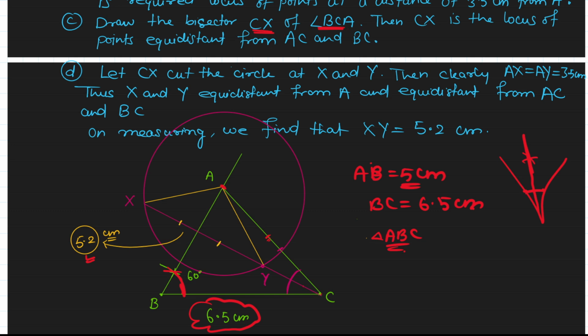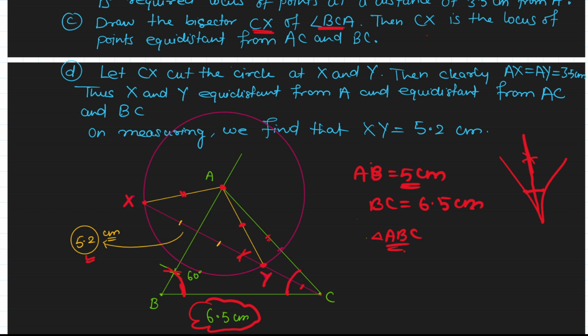So here, this is the angle BCA. You can mark it like this from here and draw it so that it touches the circle. Mark this point as X, and here mark this point as Y. Now join AX and AY, and these AX and AY are equal.